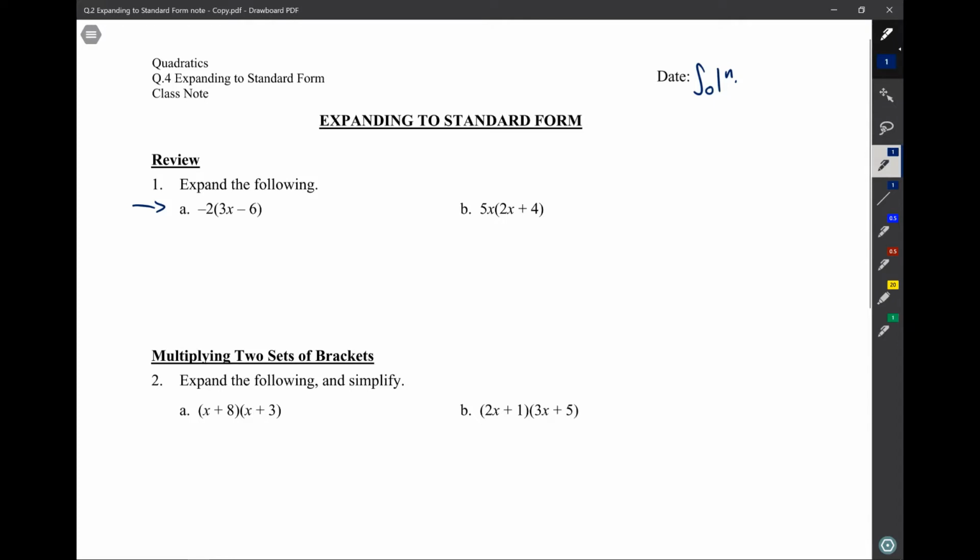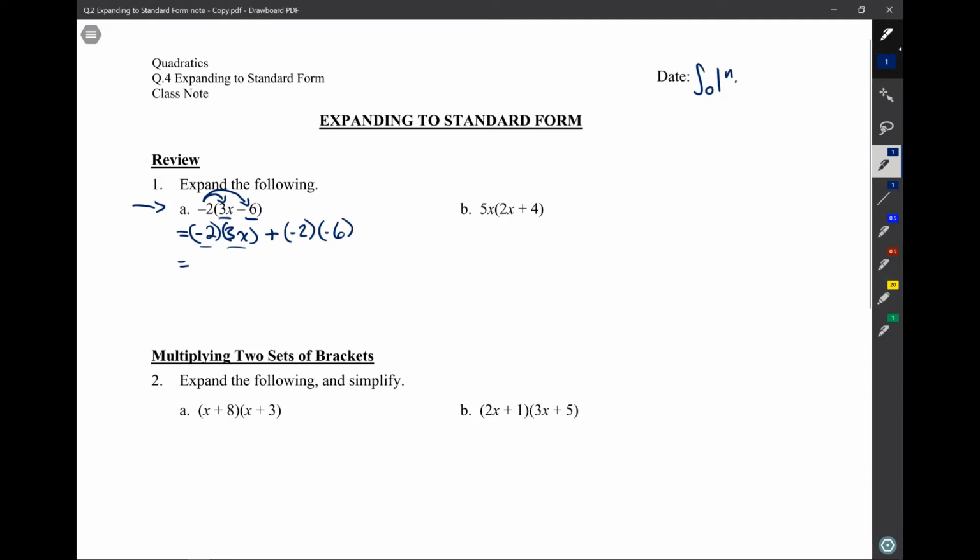So for this first example, like I said, there are two terms, and we're going to first multiply our -2 times the 3x. So this equals (-2 times 3x), I'll put both of those in brackets. And then here we can do a plus, and we'll multiply the -2 times the -6, plus (-2 times -6). Okay, so -2 times 3x here.